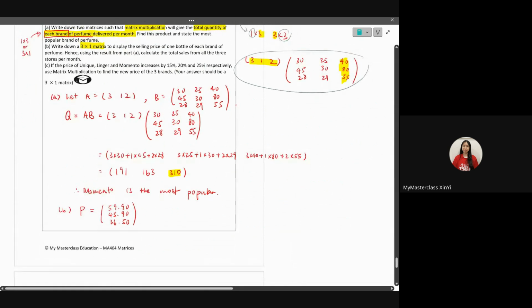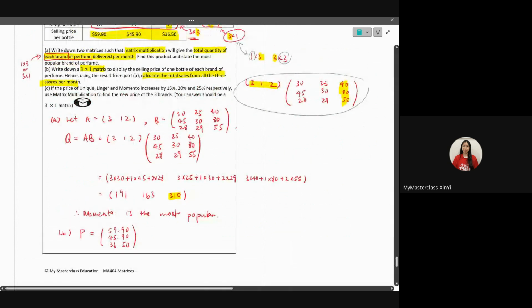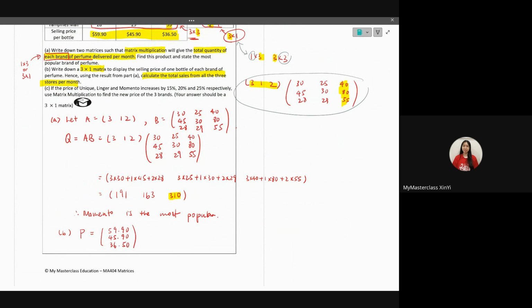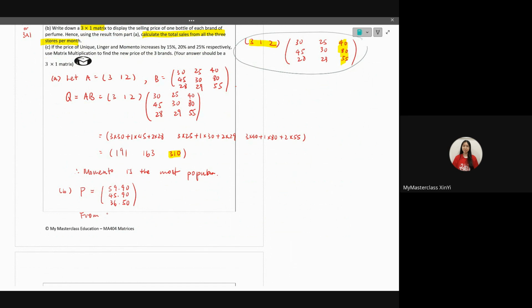Then hence, using the result from part A, calculate the total sales from all 3 stores per month. So part A is the total quantity of each brand, and then part B is the price per bottle for each brand. To find the total sales, basically you're going to take the quantity times the price. So from part A, you know that Q is equal to 191, 163, 310.